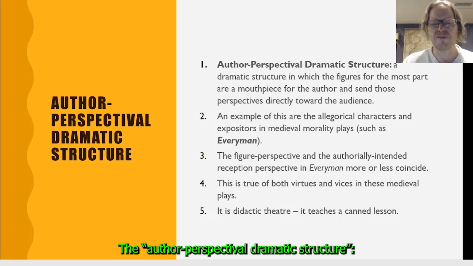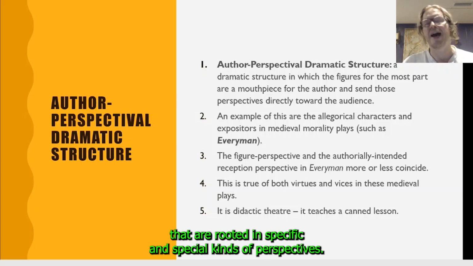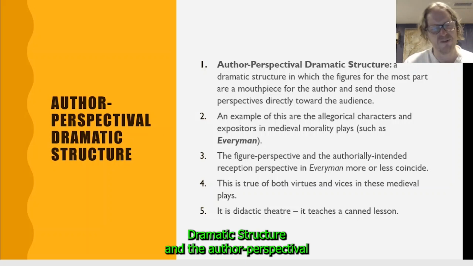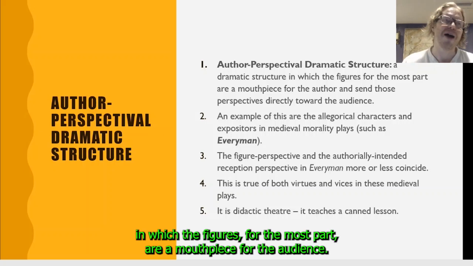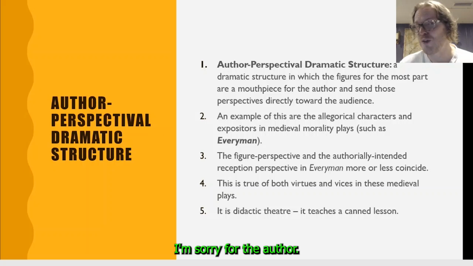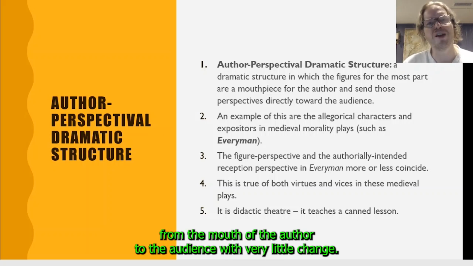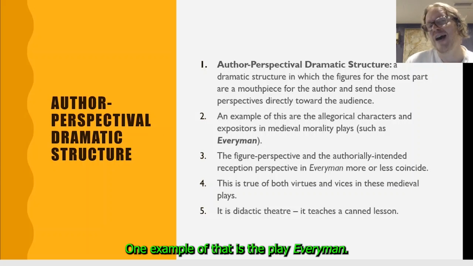The author perspectival dramatic structure. So there are some dramatic structures that are rooted in specific and special kinds of perspectives. The first one we're going to talk about is the author perspectival dramatic structure. And the author perspectival dramatic structure is a dramatic structure in which the figures, for the most part, are a mouthpiece for the author. The characters are more or less delivering a message from the mouth of the author to the audience with very little change. They just kind of speak as a megaphone on behalf of the author. One example of that is the play Everyman.